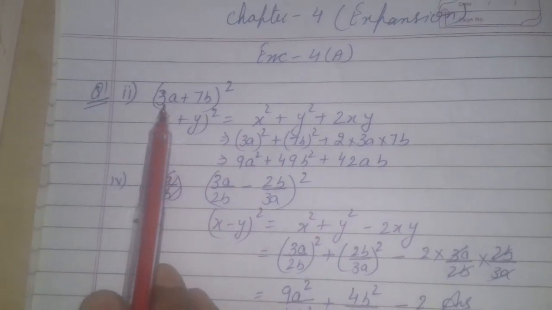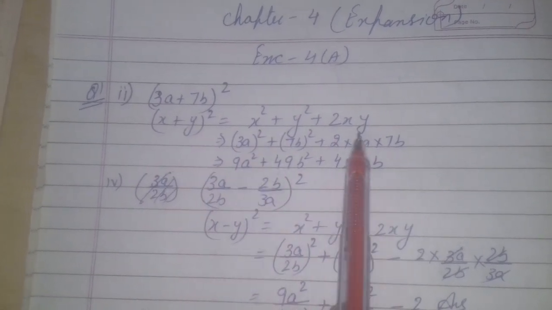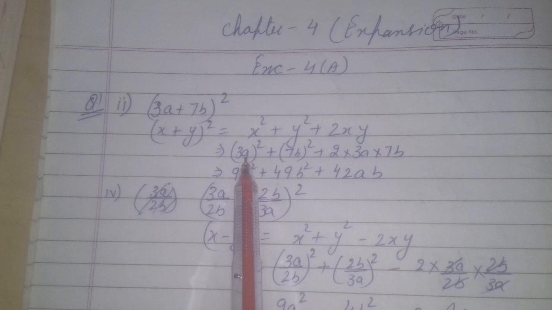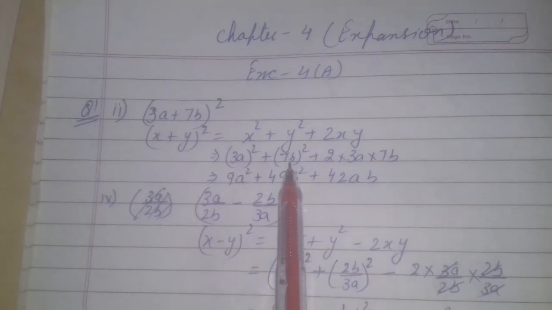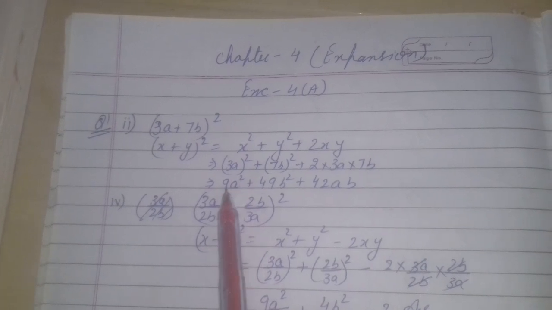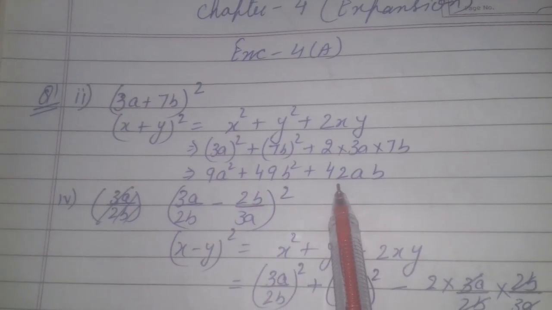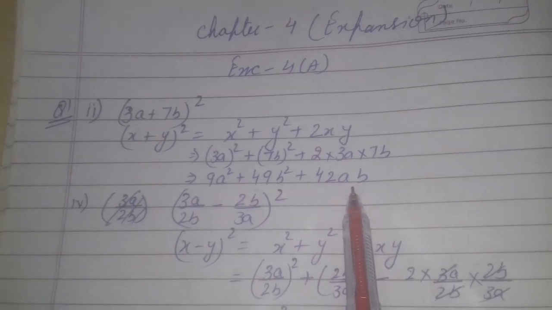What is x over here? It is 3a and y is 7b. Now replace the values, put the values over here. X is 3a, replace x with 3a, y and then 2xy. Clear? Then after you can expand it. 3 square is 9a square plus 49b square plus 42ab will be the answer.